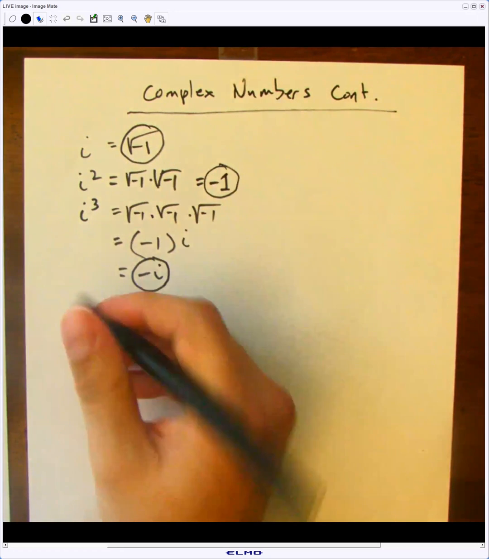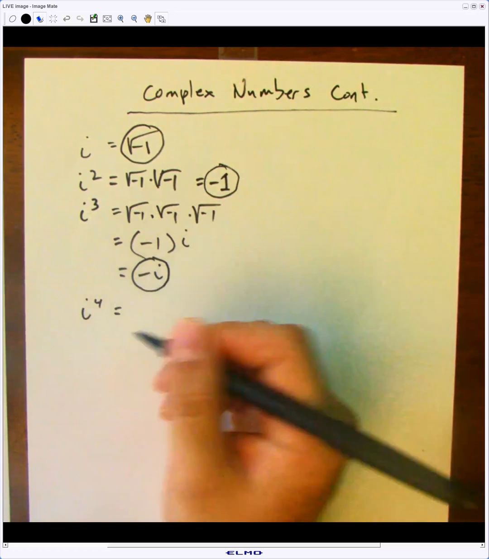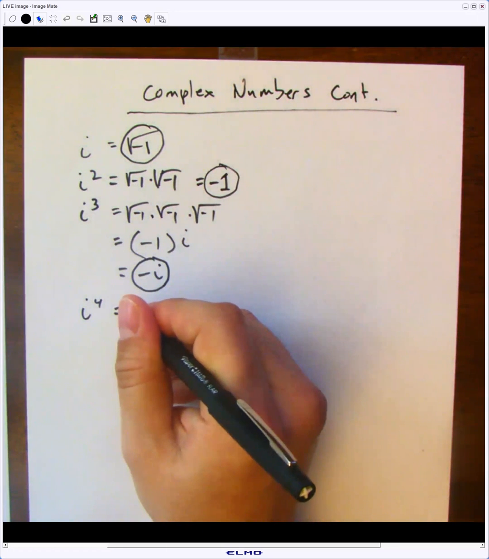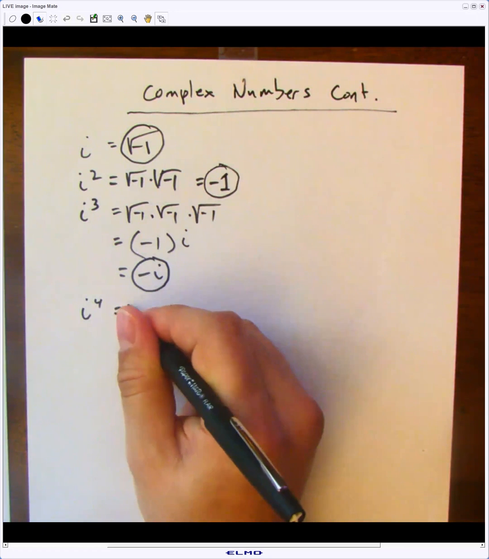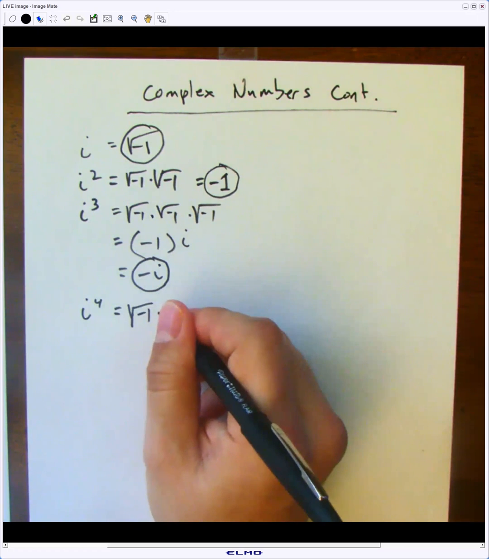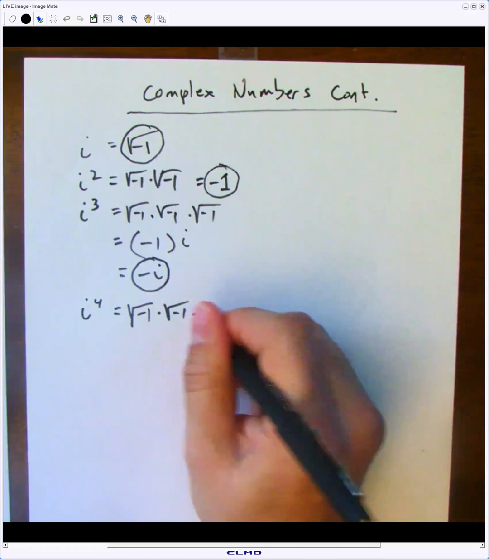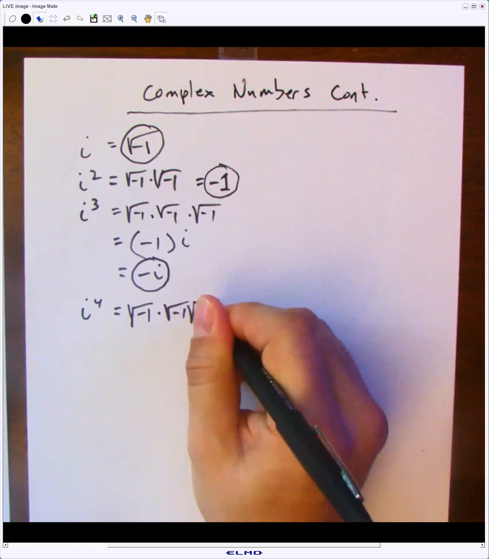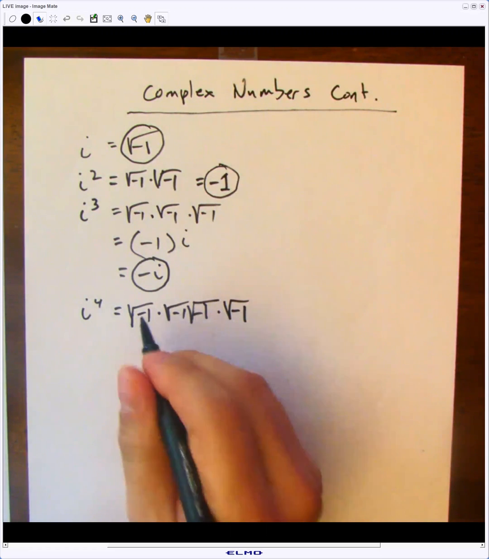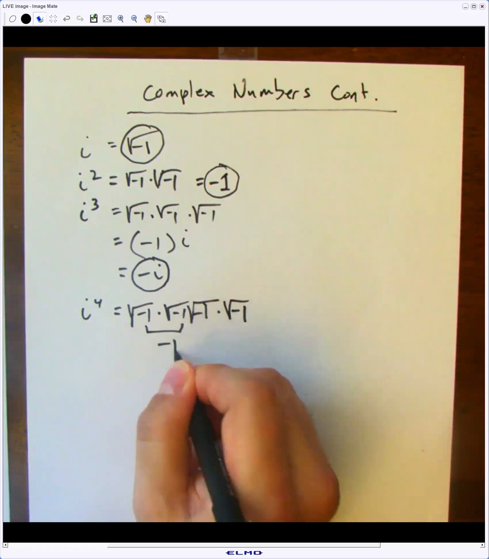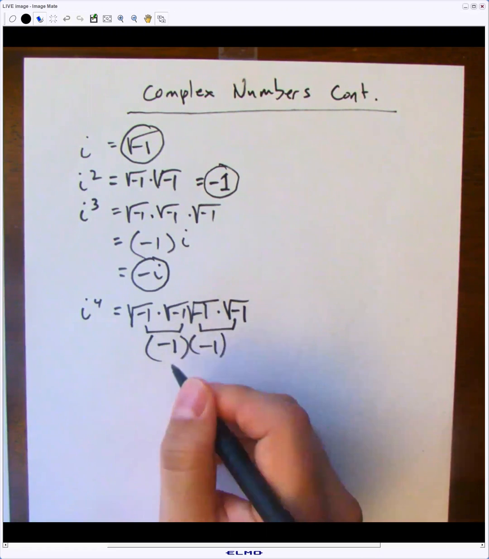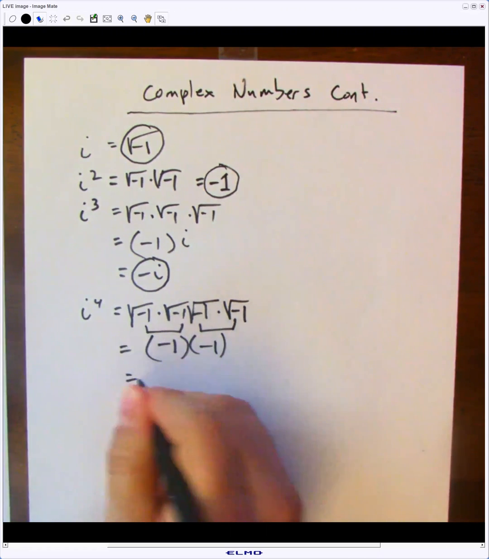How about i to the fourth power? Do you think it'll just be -1? Well, let's explore that. So we know that i to the fourth power is simply the square root of -1 times itself 4 times. So in other words, we have the square root of -1 times the square root of -1 times the square root of -1 times the square root of -1. Well, we said that the square root of -1 times itself is just -1, and here we have it twice. And so now we have -1 times -1, which we know to be +1.